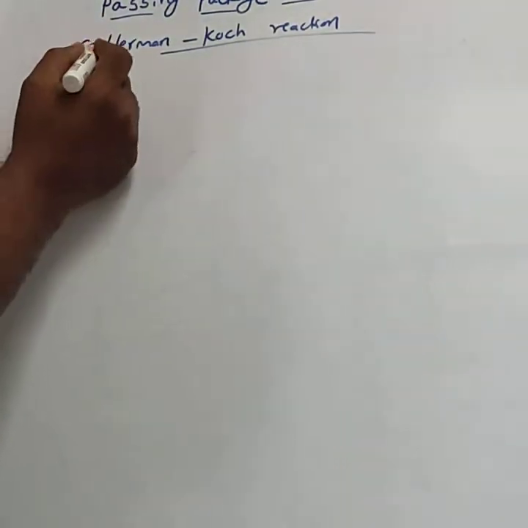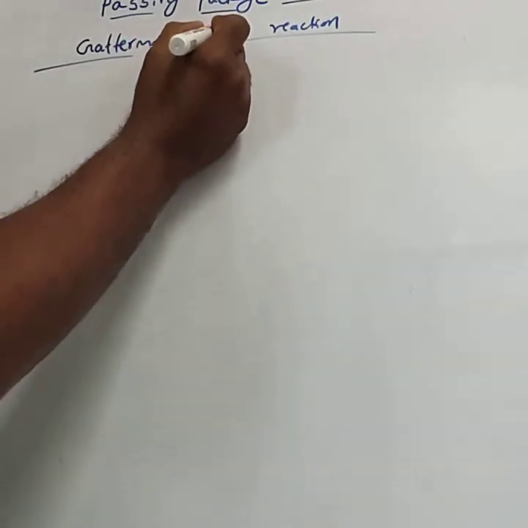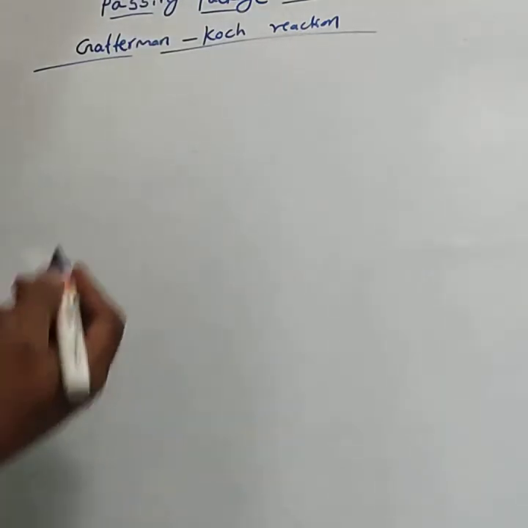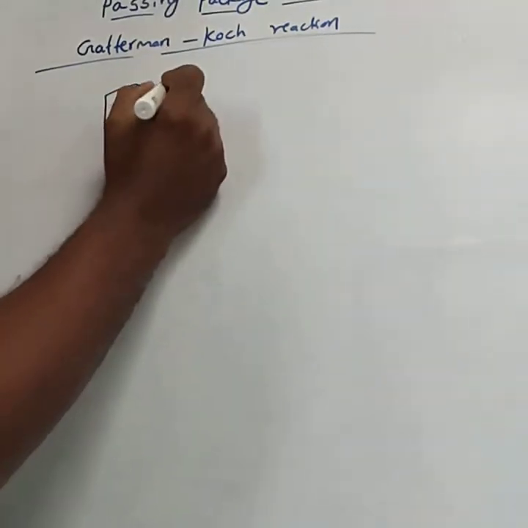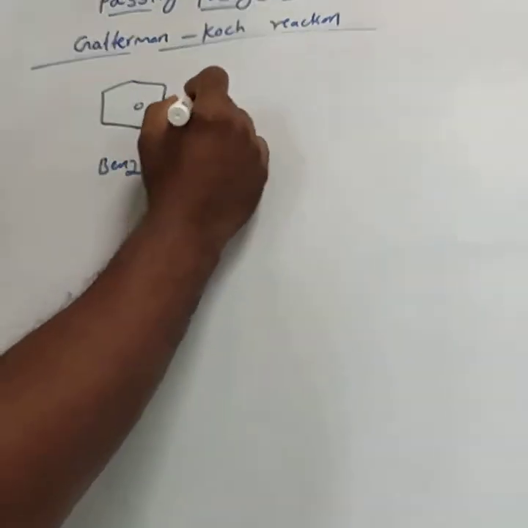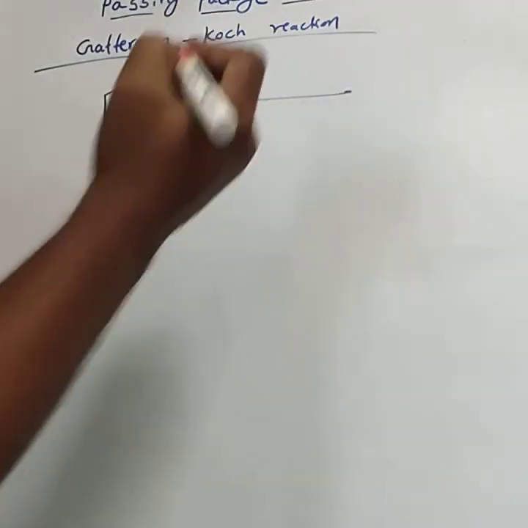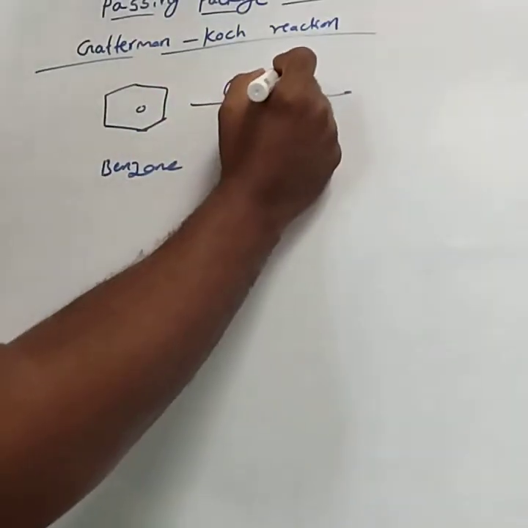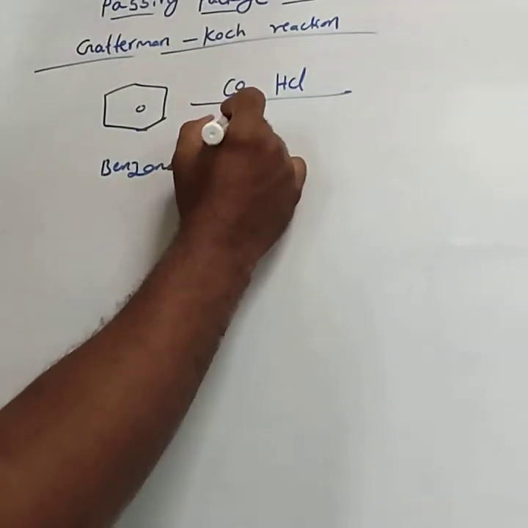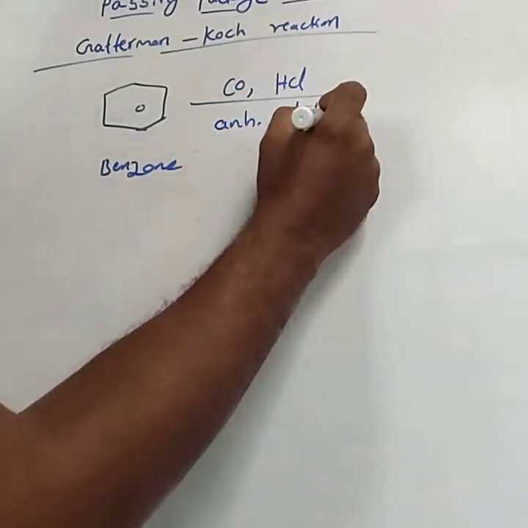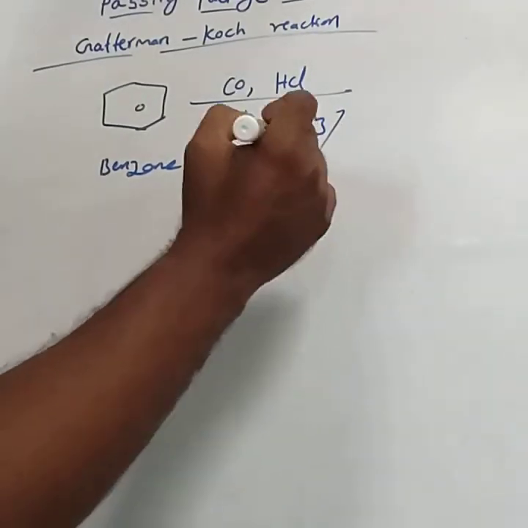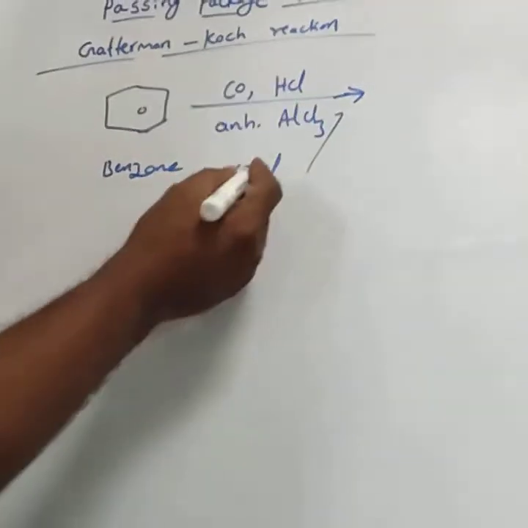Next one is the Gattermann-Koch reaction. In the Gattermann-Koch reaction, benzene is treated with carbon monoxide and HCl in the presence of anhydrous aluminum chloride or cuprous chloride. You can take any one of the catalysts.